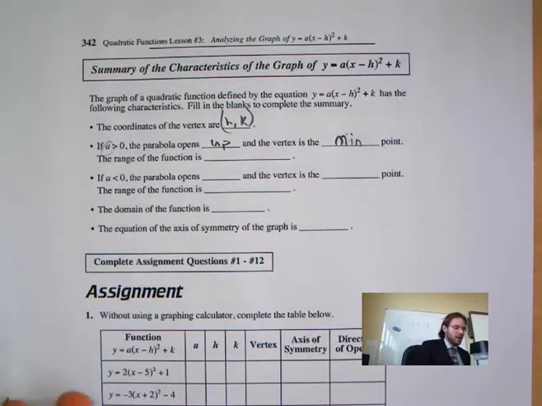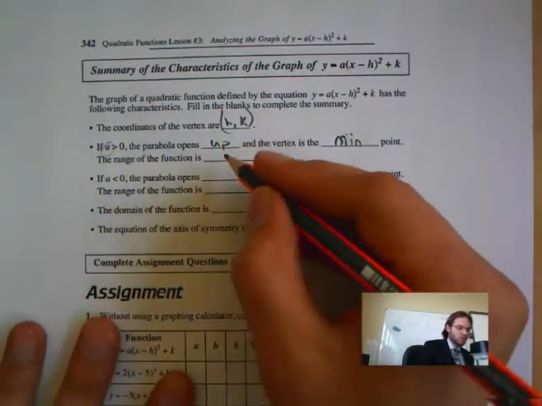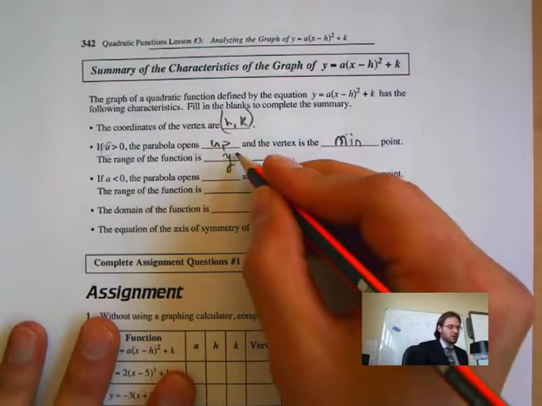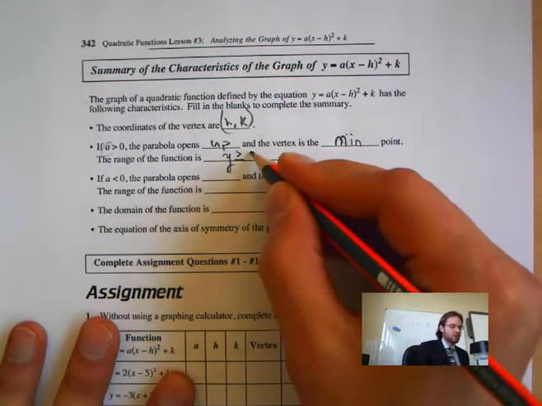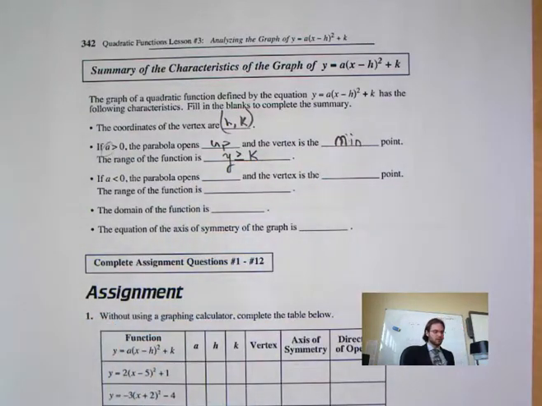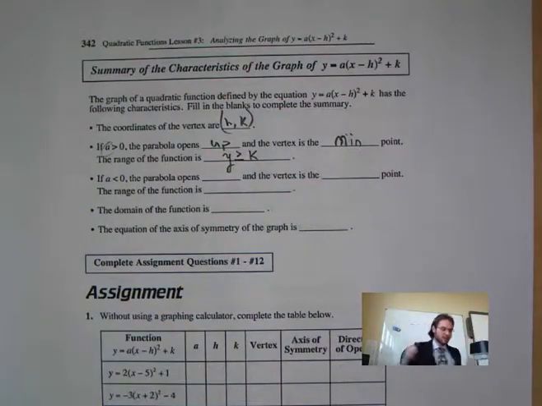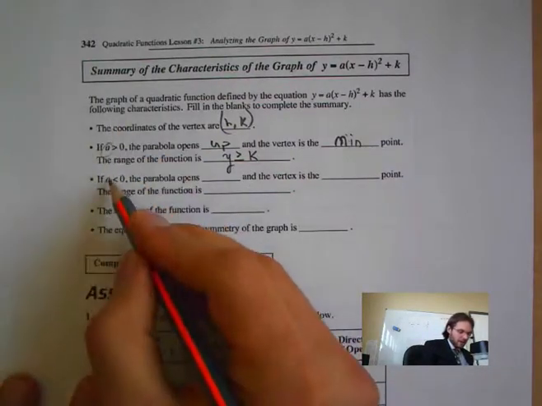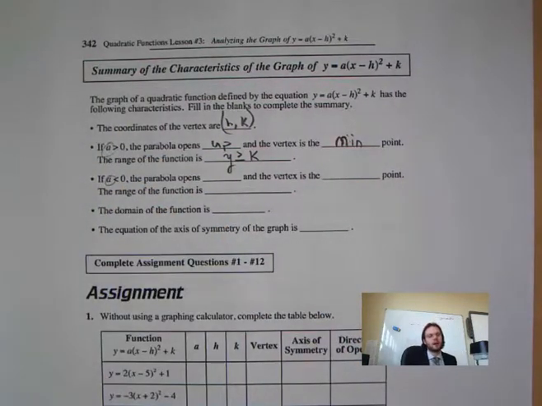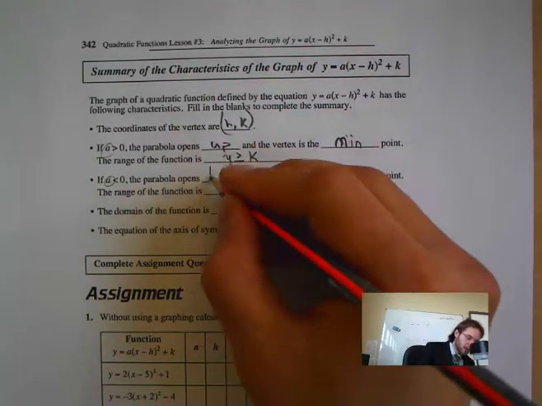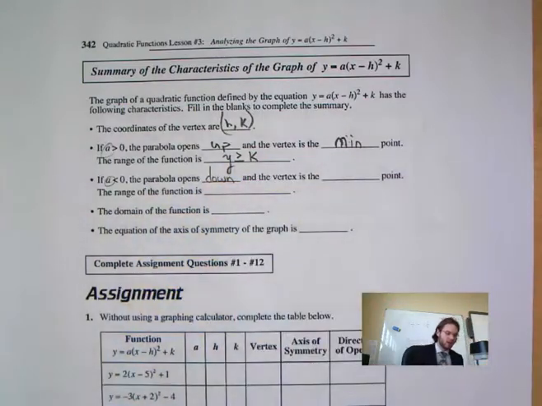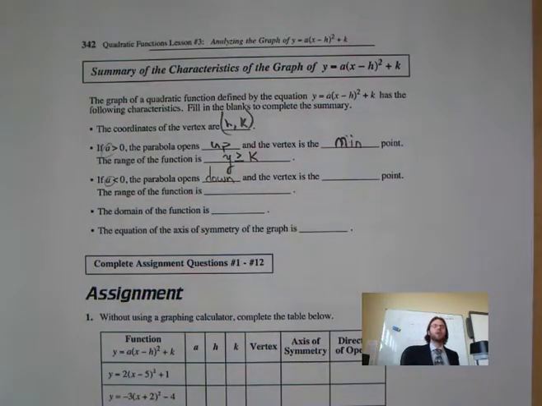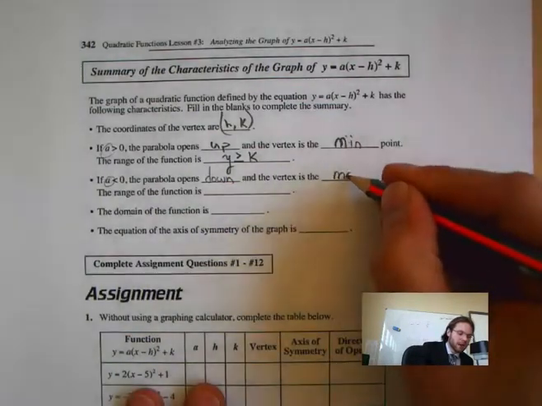Okay? And the range of the function is y must be greater than or equal to k. Because it's going up. Y is always bigger than the minimum. We're going up, up, up. Now, if a is less than 0, we are sad. We feel like going down. So our parabola opens down. We're downwards. We're negative. And the vertex, well, there's only a max I could do today. I don't feel like doing much. I just feel like going down more. So the vertex is a max.